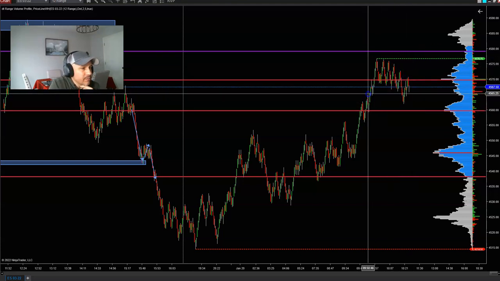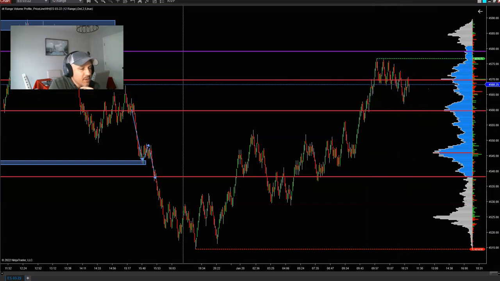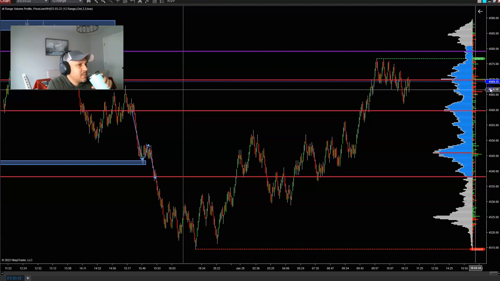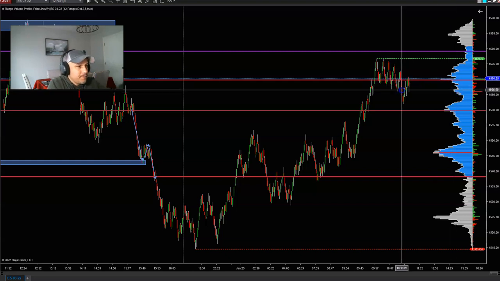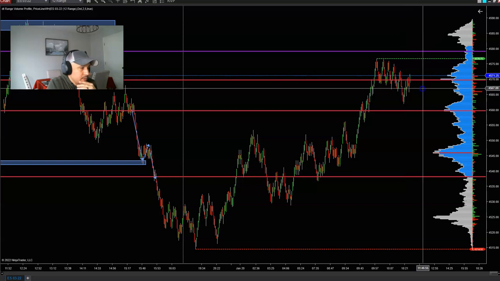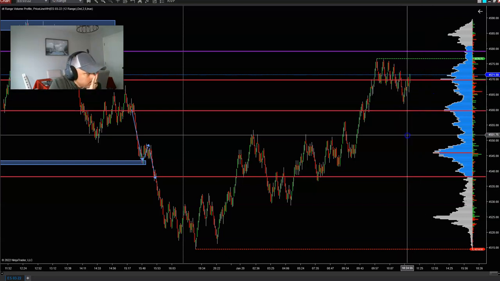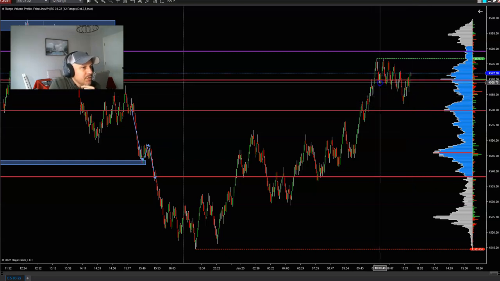It broke a little bit of structure on the downside when it moved down right here, in this small channel to the downside. Let's see. We're dead smack back at the VPOC now, so be careful. It can push higher, and that's what it's trying to do now, break higher.